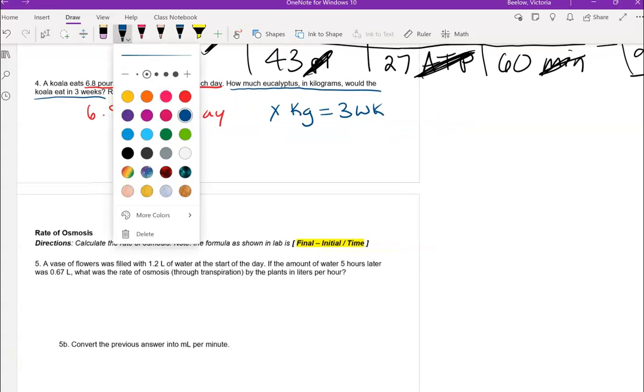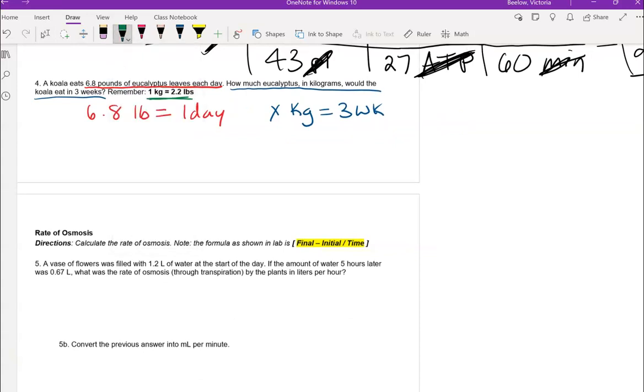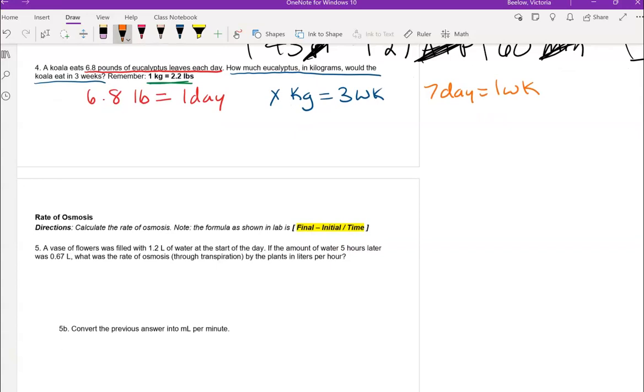And then it looks like I was provided another equality here. 1 kilogram equals 2.2 pounds. If it's something that I don't expect you to have memorized, I would provide it to you. Now again, when I pay attention to units of time, I see days and weeks. So I need to have those equal to each other. Well, I know there are 7 days in 1 week. And that's something that I know.